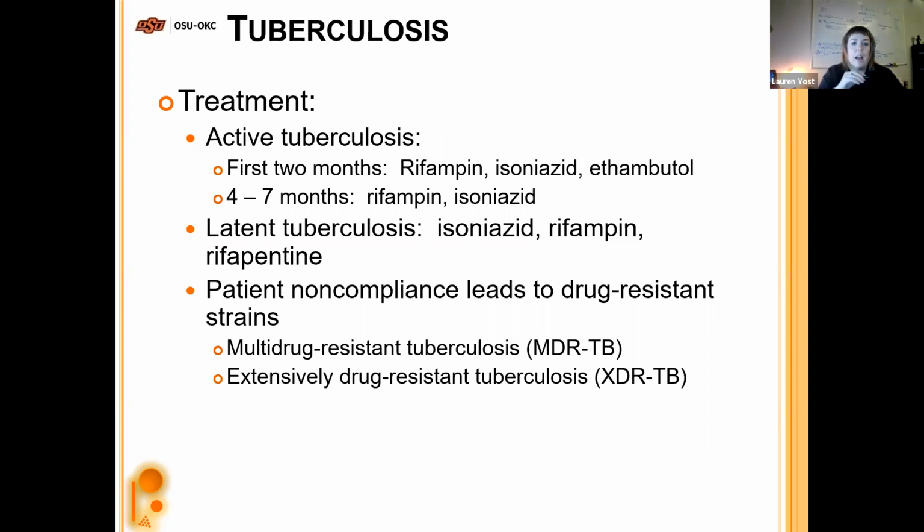How do you treat tuberculosis? If you have active tuberculosis, the first 2 months of your treatment, you will take rifampin, isoniazid, and ethambutol. I don't know these words. Then after that, the next 4 to 7 months, you will be treated with rifampin and isoniazid.